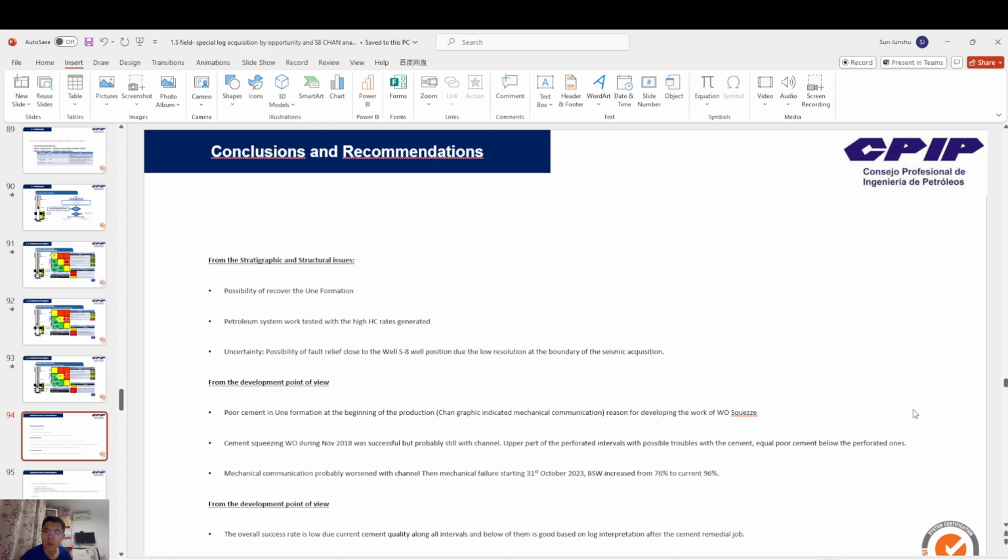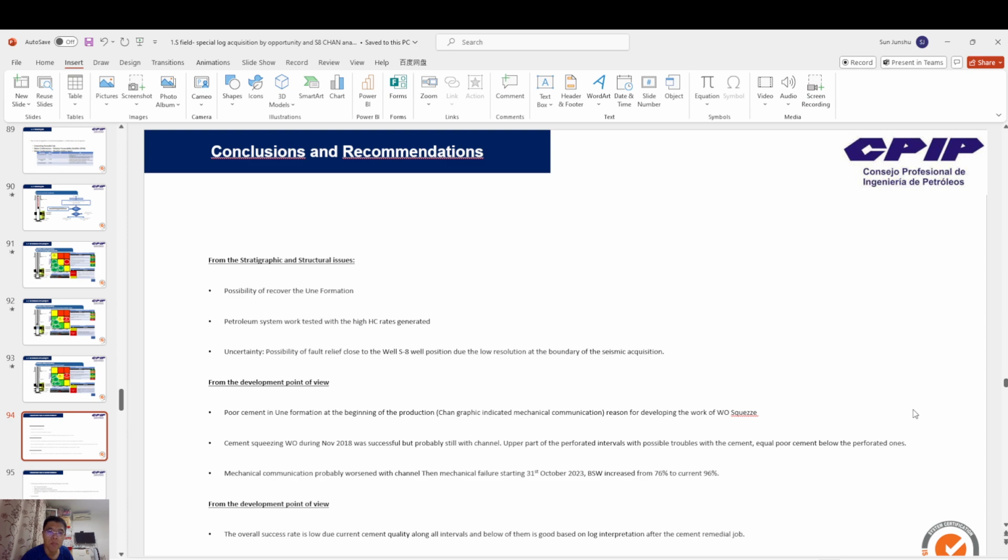From the development point of view, poor cement and wound formation at the beginning of the production, chain graphic indicates mechanical communication. Reason for developing the squeeze workover job. Cement squeezing workover during November 2018 was successful, but possibly still with channel.